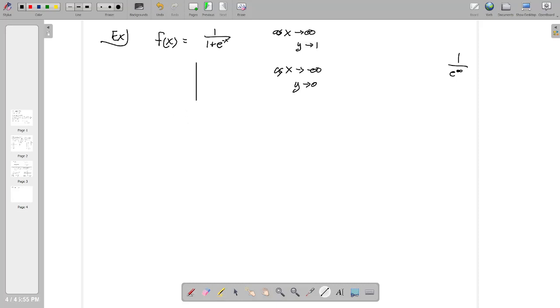And as x is going to infinity, you'd have a horizontal asymptote at 1. And then as x goes to negative infinity, you have a horizontal asymptote at 0. So it looks something like this.